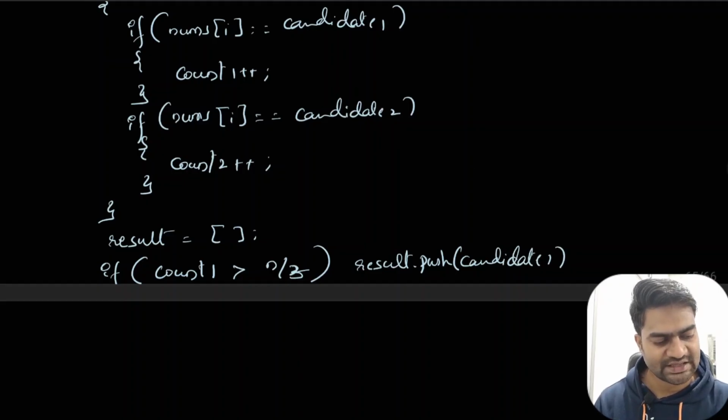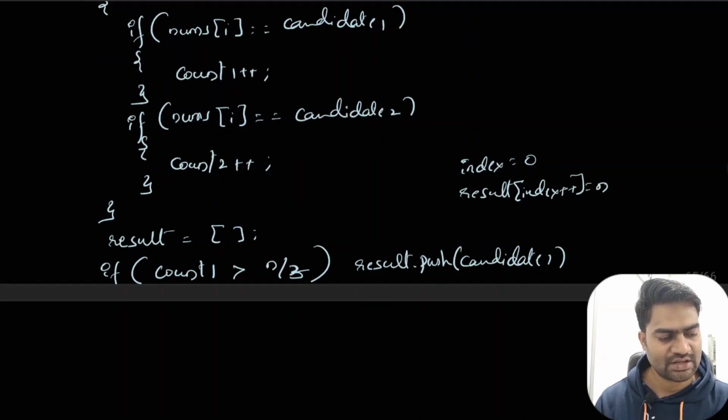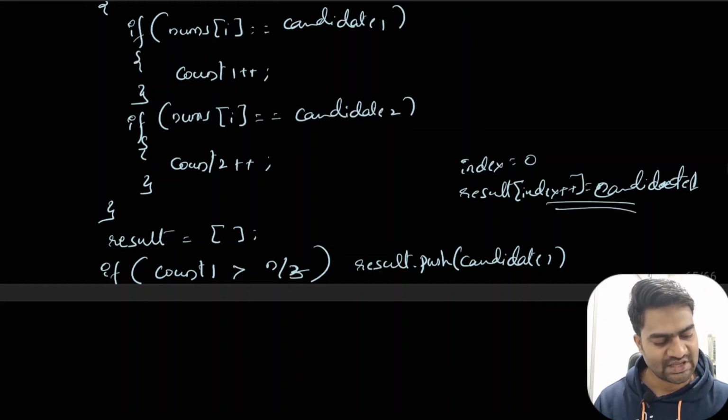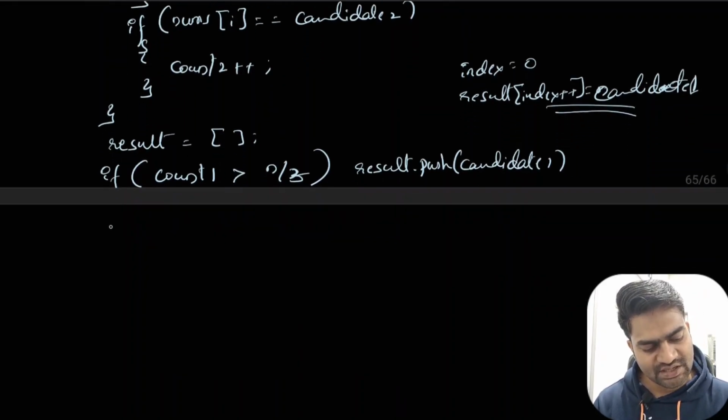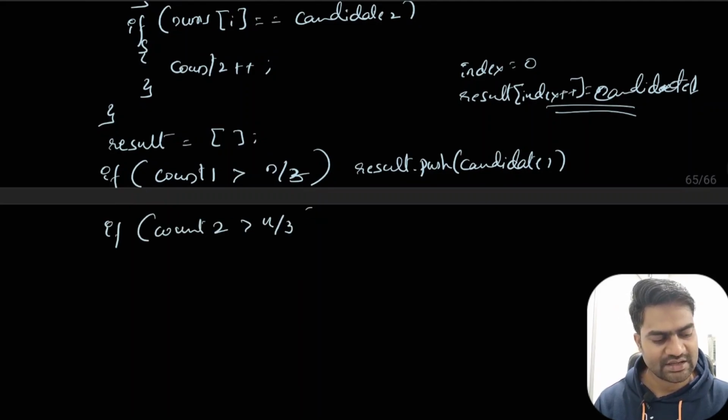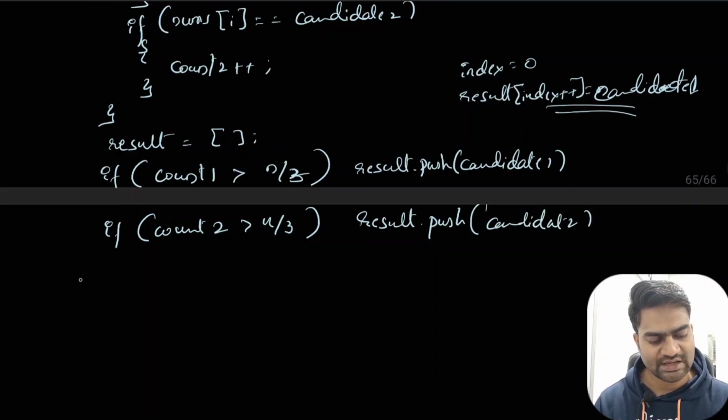In Java, you basically take an index equal to 0, then you say result of index plus plus will be your candidate 1. Okay, this is how we need to do. Now I will also check if my count 2 is greater than n by 3, then again the same, result dot push of candidate 2. Okay, finally return our result array.